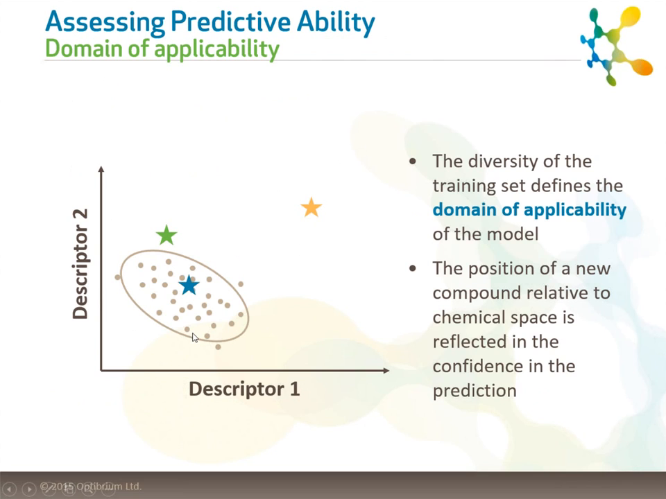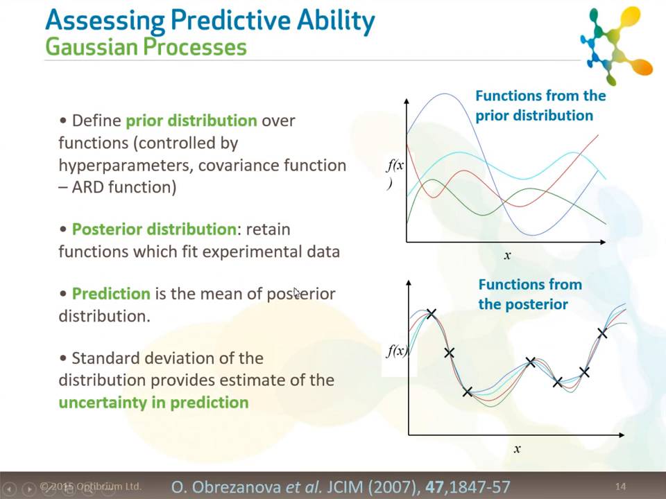So for a simple model, you can represent this domain of applicability. We do in many of our models use a Hotelling's t-squared test to represent this domain of applicability. But actually there are more sophisticated ways that we employ for some of the more advanced modeling techniques. For example, the Gaussian processes technique. And what this does is it actually fits a probability distribution over all possible models that explain the data. So it begins with a prior distribution over possible functions, so essentially spaghetti. And then the actual modeling process fits a posterior distribution.